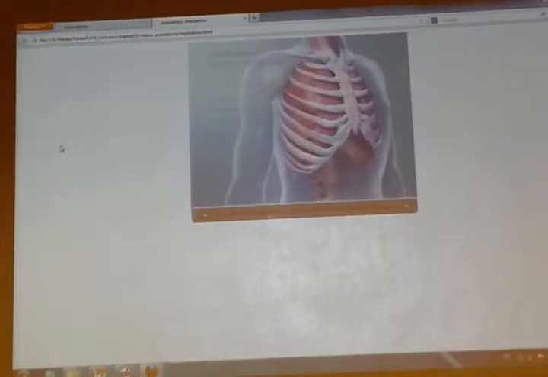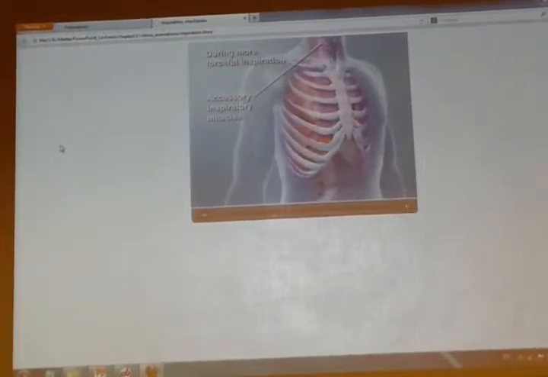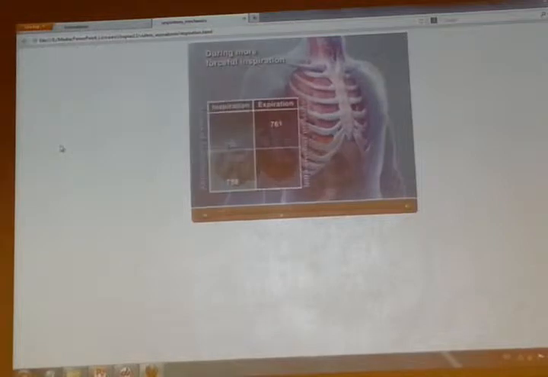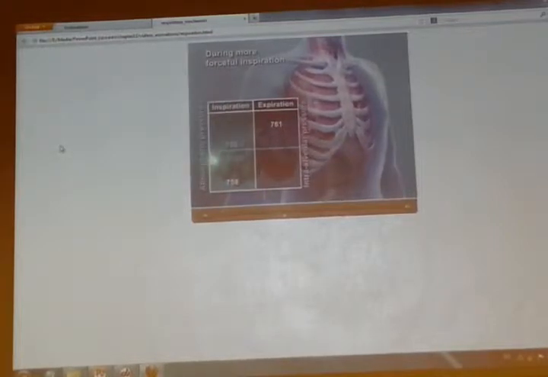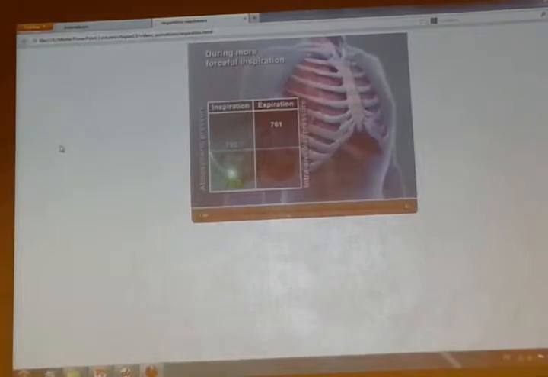The accessory inspiratory muscles, located in the neck, contract only during more forceful inspiration to further enlarge the thoracic cavity. As the lungs further expand to fill the larger thoracic cavity, the intraalveolar pressure drops even further below atmospheric pressure, so that more air flows in before equilibration occurs.